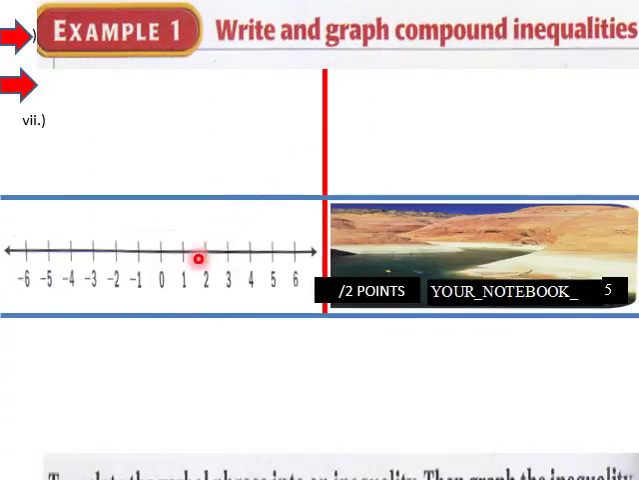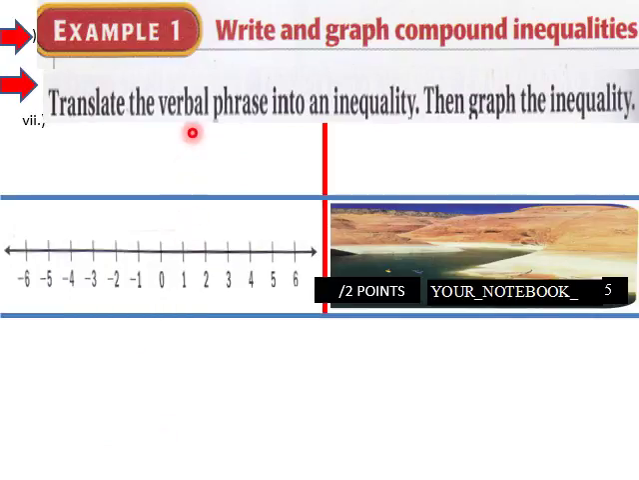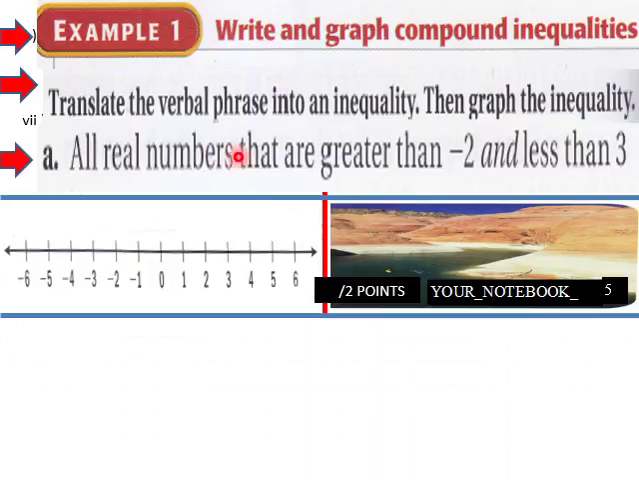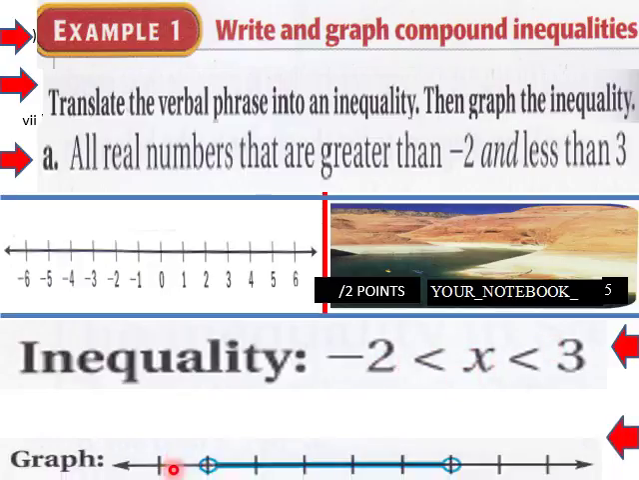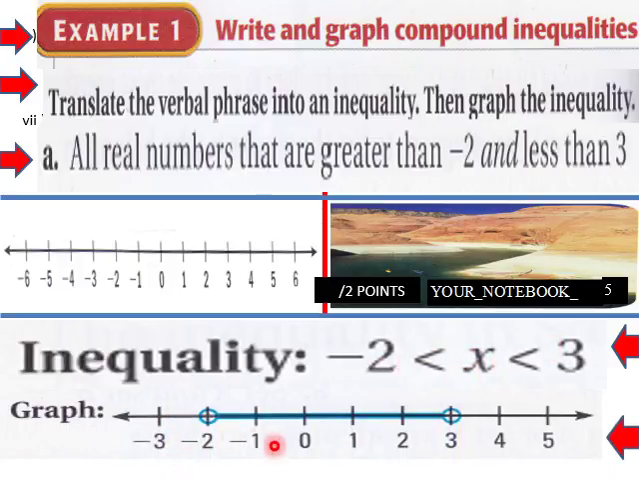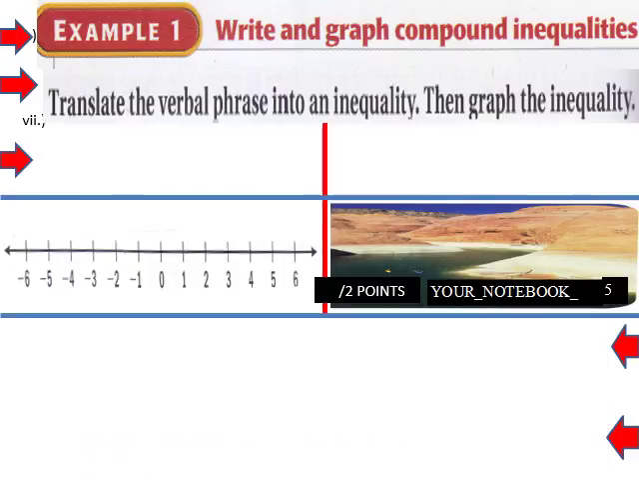Example 1, write and graph compound inequalities. Translate the verbal phrase into an inequality, then graph the inequality. A, all real numbers that are greater than negative 2 and less than 3. So the inequality is written like this: negative 2 less than x, x is less than 3. And this will be the graph of this inequality. Both are open circles because they're both strict inequalities.